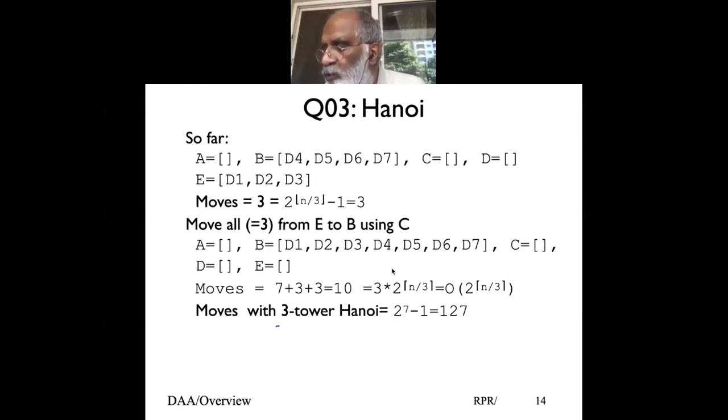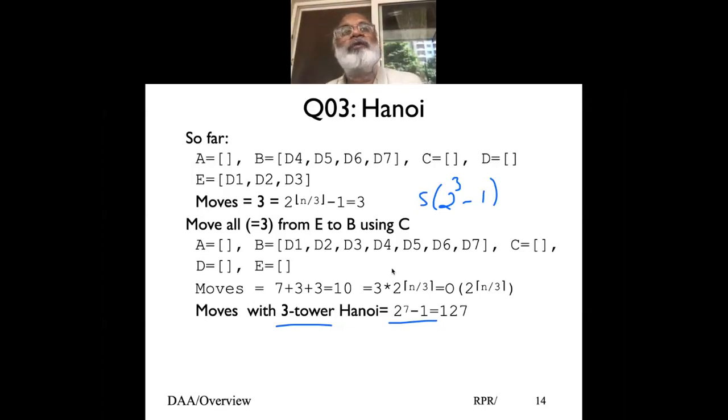If I were to use the three tower solution, my total moves would be 2^3 minus 1, whereas here I'm basically getting 5 into 2 raised to power 2 minus 1. That is what we're trying to figure out. That was the question to be done.